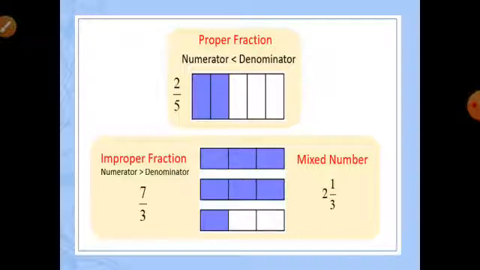Improper fraction. An improper fraction is a fraction in which the numerator is greater than the denominator. Here is the example, 7/3.